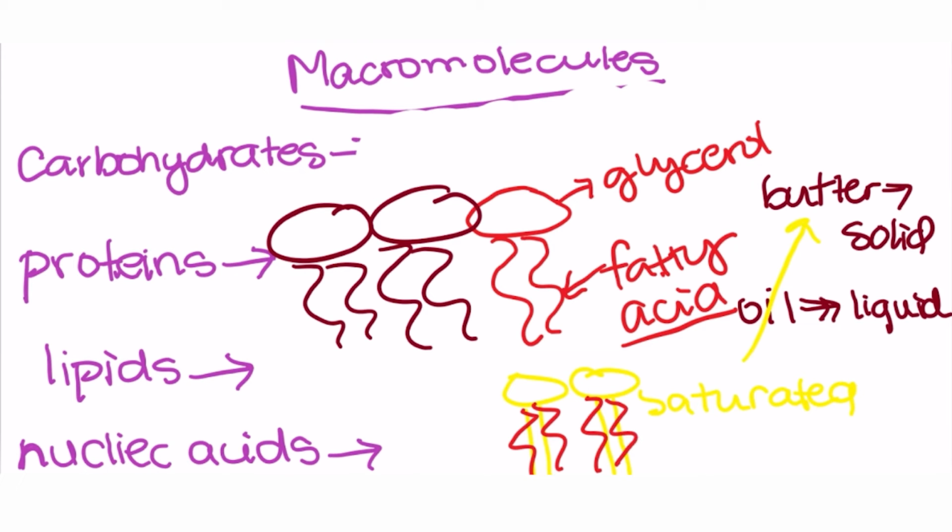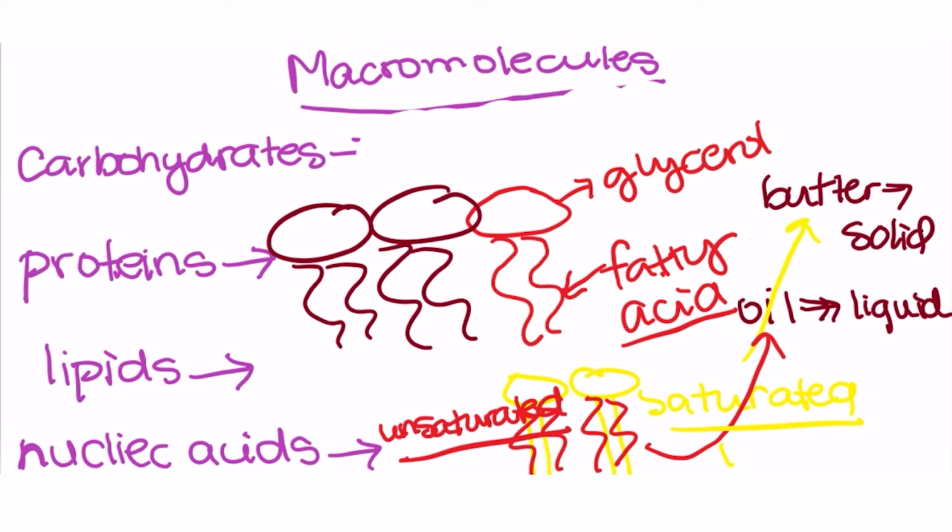Kinks meaning a double bond between the carbon and hydrogen molecule. So multiple kinks cause an unsaturated fat. So unsaturated would then be like oil. So unsaturated are formed by kinks, and saturated have no kinks. And these kinks are double bonds. It's a double bond between a carbon and a hydrogen molecule.